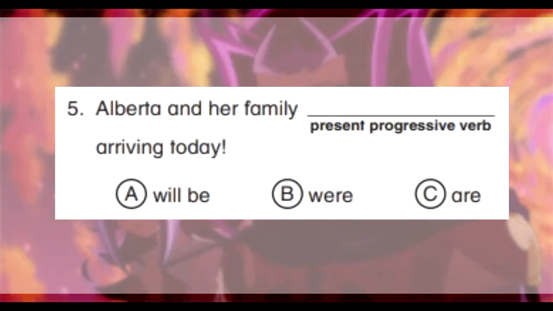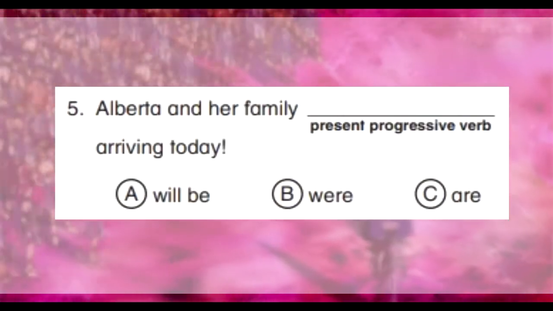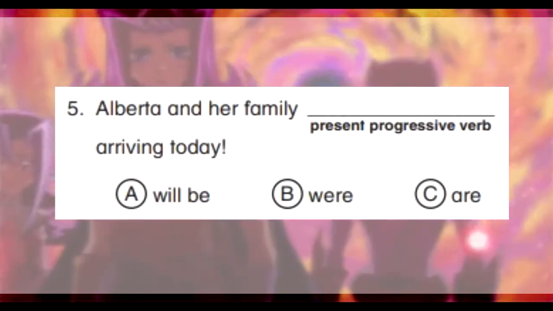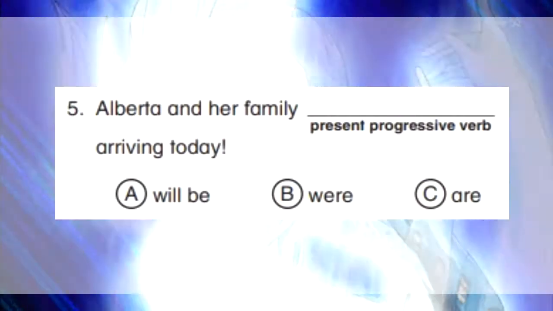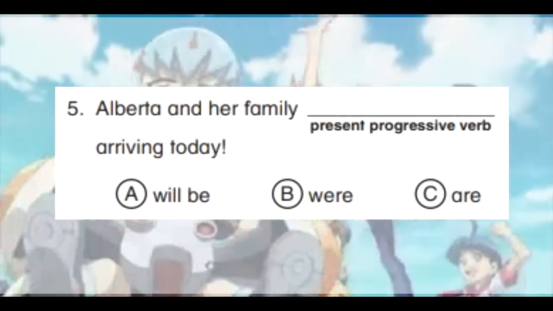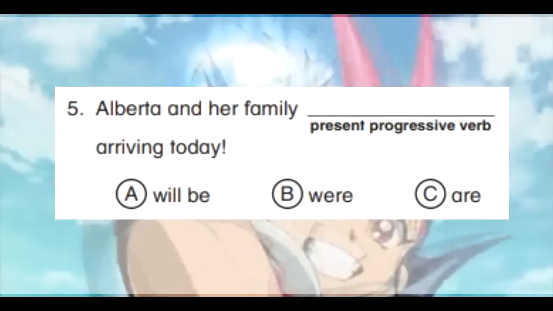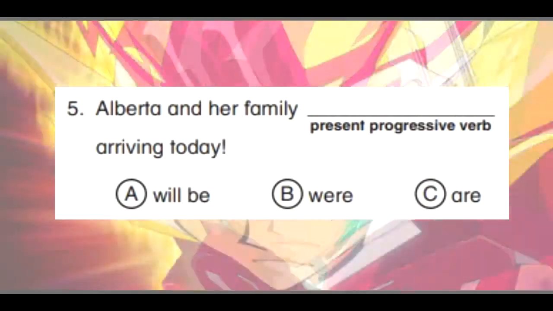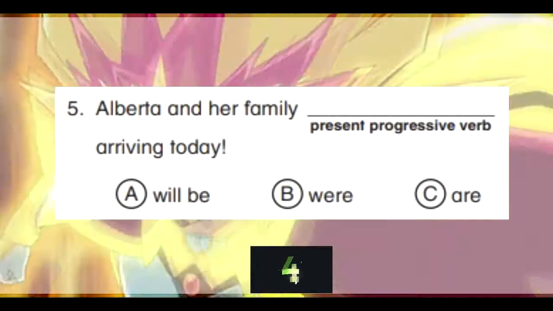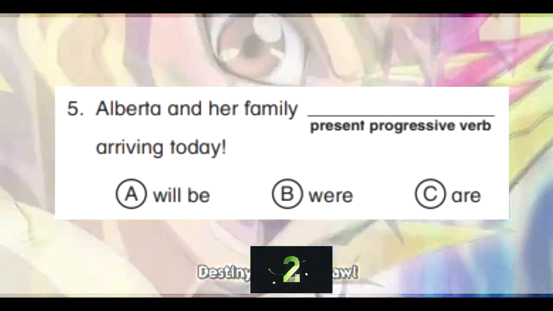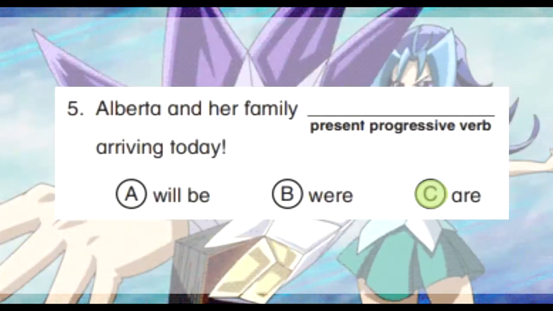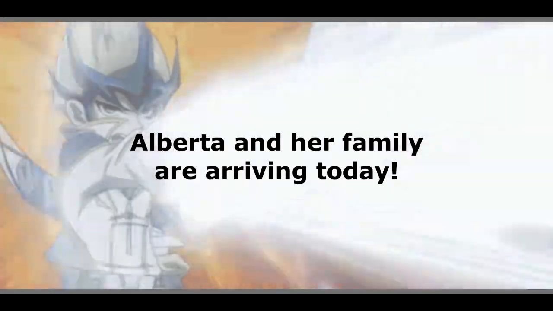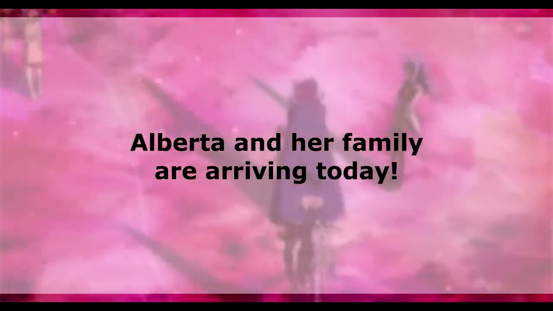You're doing great. And then last, number 5. Alberta and her family, arriving today. Which of the following is in the present progressive tense? A. Will be. B. Were. C. Are. If your answer is C, are, then you are correct. Alberta and her family are arriving today.